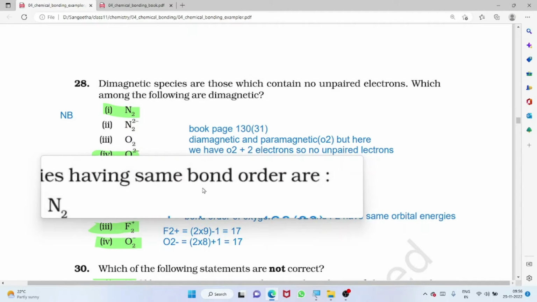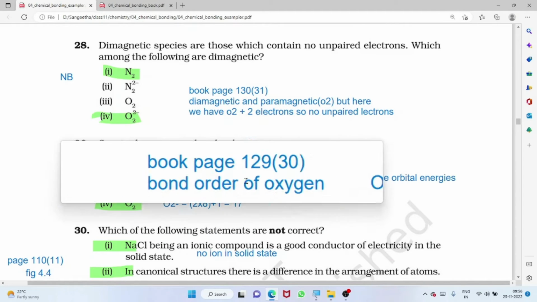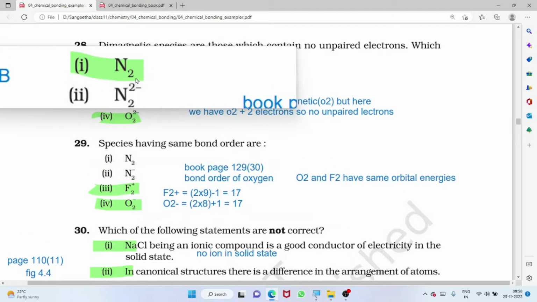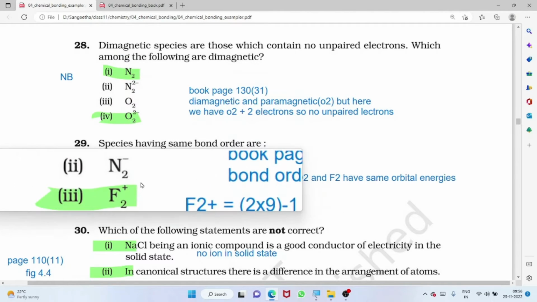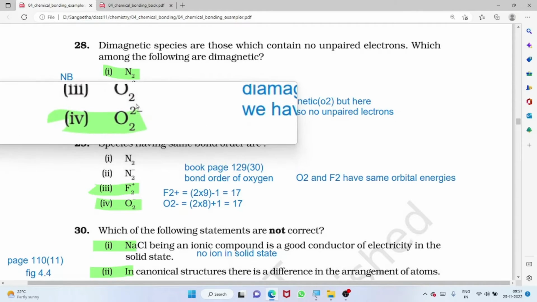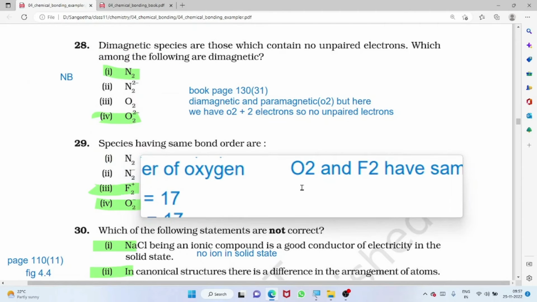Diamagnetic species are those that have no unpaired electron. Which among the following? I already showed you the nitrogen and oxygen molecular orbital diagrams. So you have to draw it. Then you will see which have paired electrons and unpaired electrons. Accordingly, you will see the O2 minus no unpaired. Here also no unpaired. So this is diamagnetic.